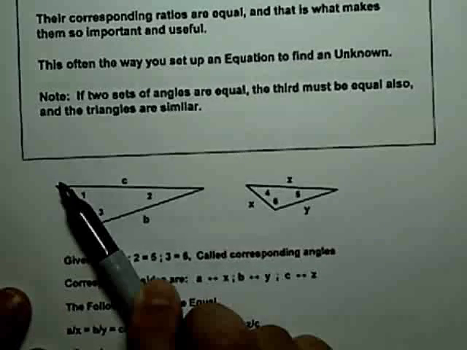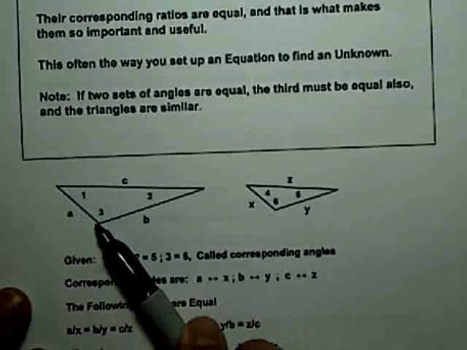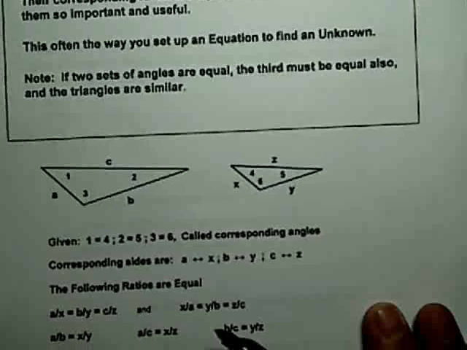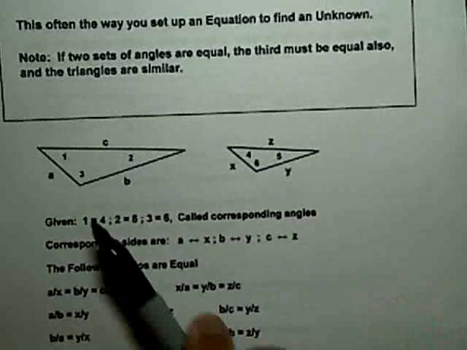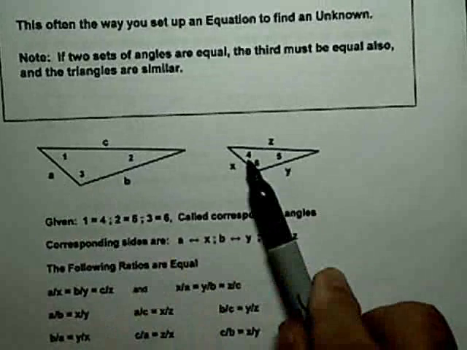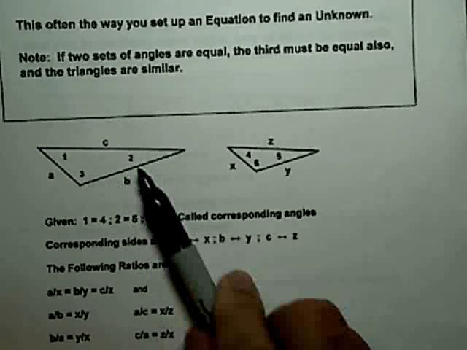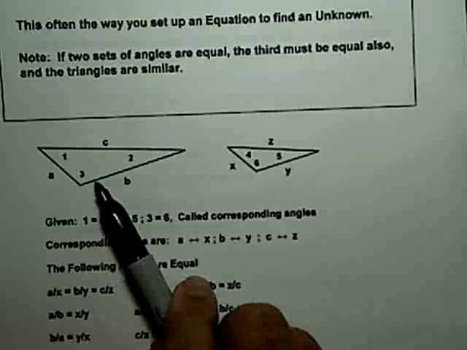Here's a triangle, has angles 1, 2, and 3, and here's another triangle, has angles 4, 5, and 6. Now, I've tried to draw them in the notes so that they are, in fact, the same shape, and I'm going to give you that angle 1 equals angle 4, and I'm going to give you that angle 2 equals angle 5. And then that means angle 3 equals angle 6.